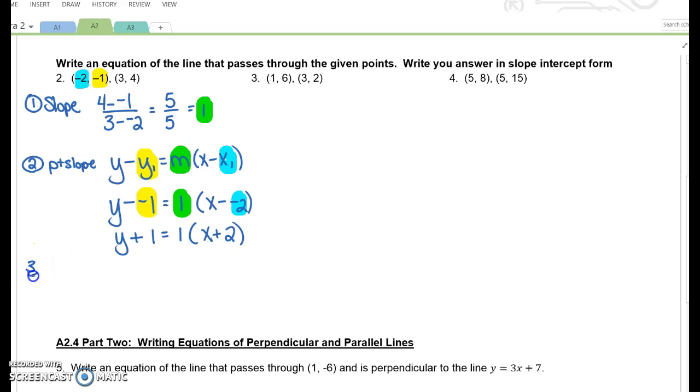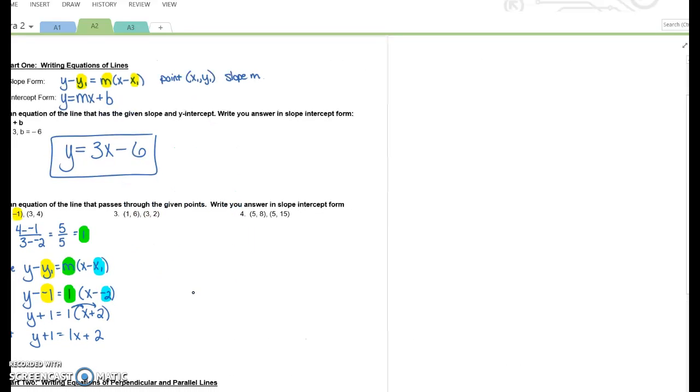Okay, step 3, we need to get this in slope-intercept form. Does anyone remember from Algebra 1 how to do this? When you see a number in front of parentheses, what are you always tempted to do? Multiply, distribute. So let's distribute this 1. So y plus 1 equals 1x plus 2. Do I really need to write that 1 in front of the x? No, we don't need to, but you can.